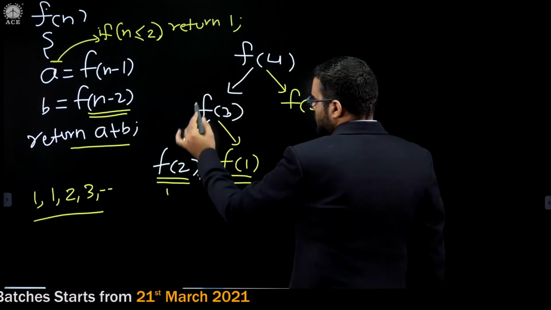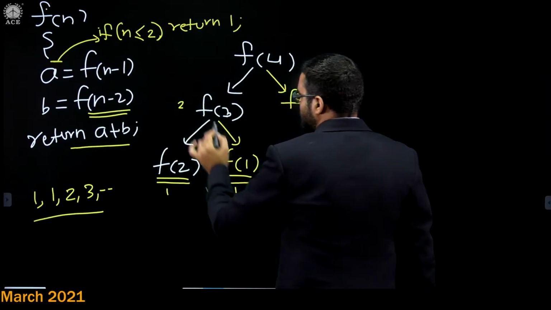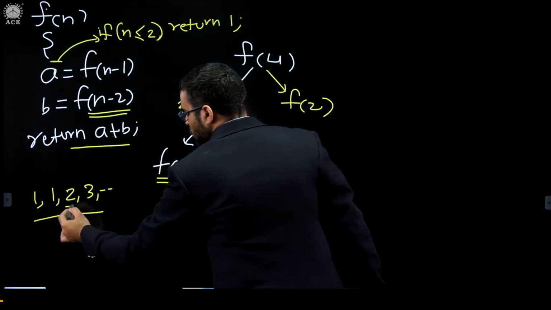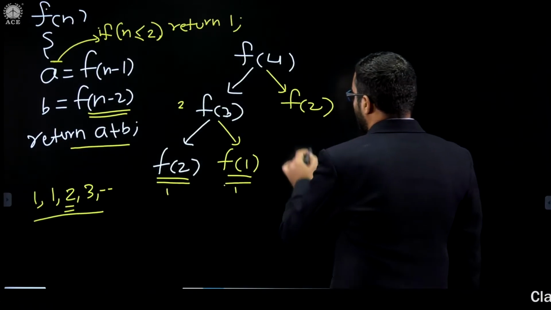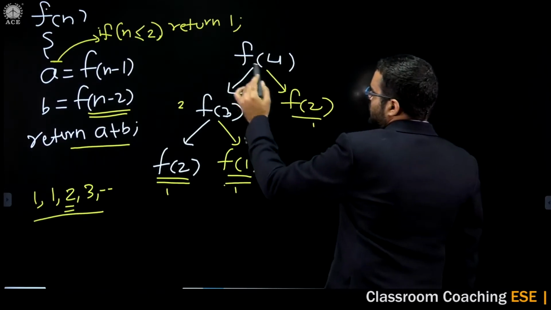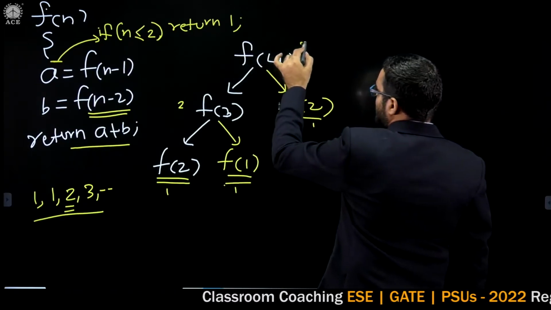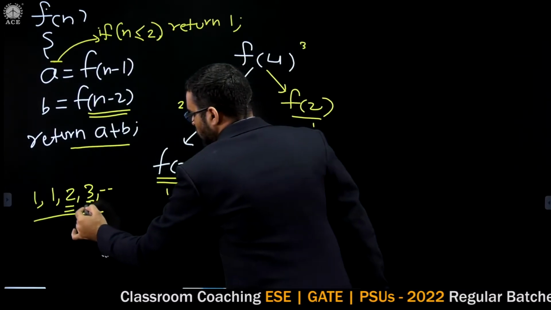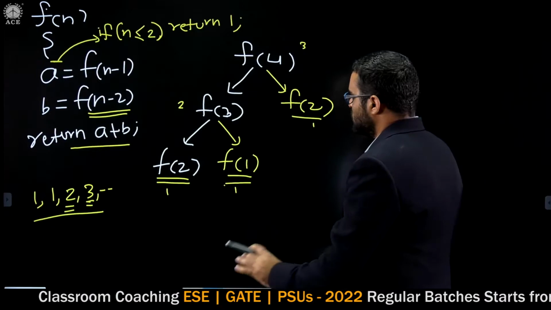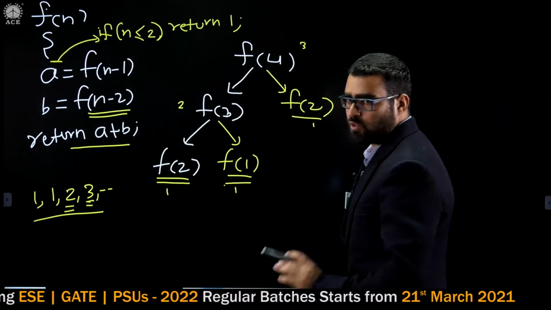Finally this f3 will return a plus b, that is, it will return value 2. Okay, you can see f3 is equal to 2. Next f2 will return value 1, and finally f4 will return a plus b, meaning 2 plus 1, that is 3. So you can see f4 is equal to 3. So this is our activation tree for this function f4.